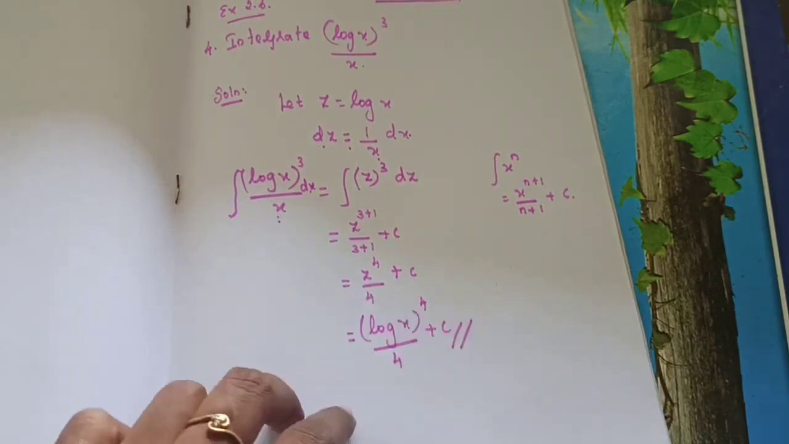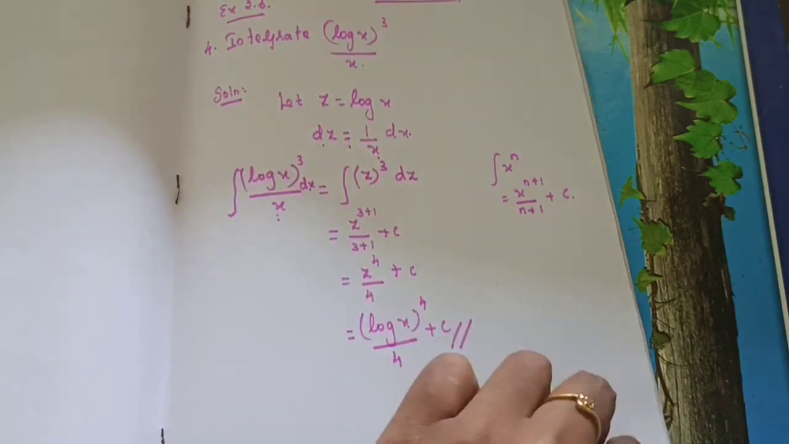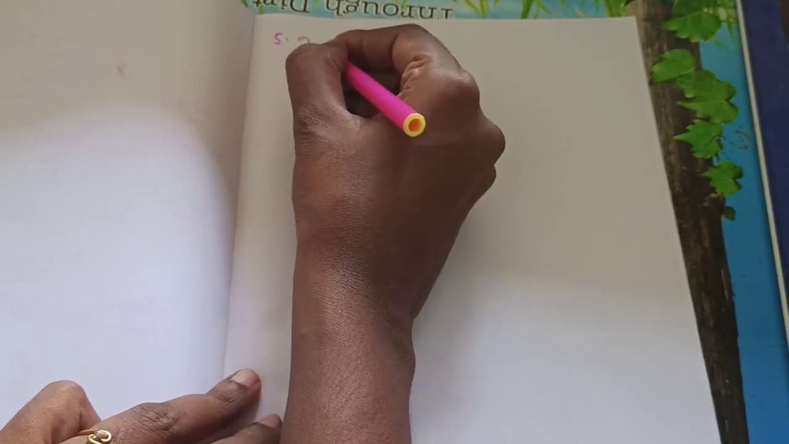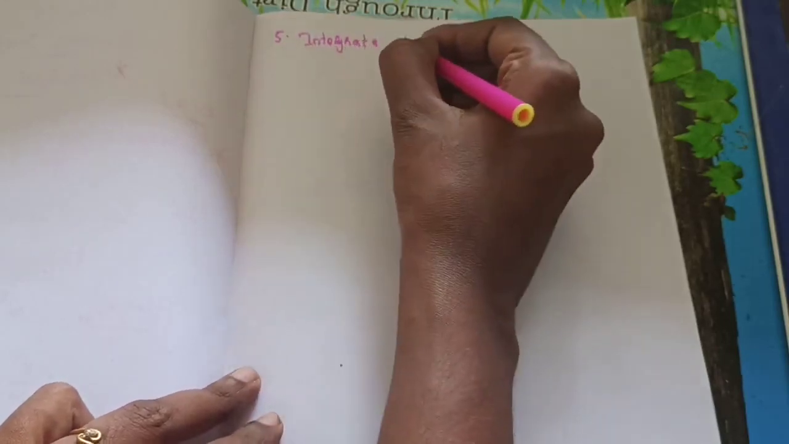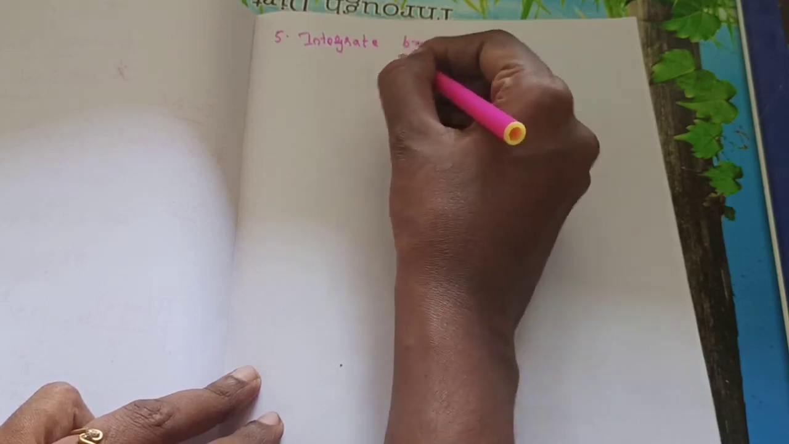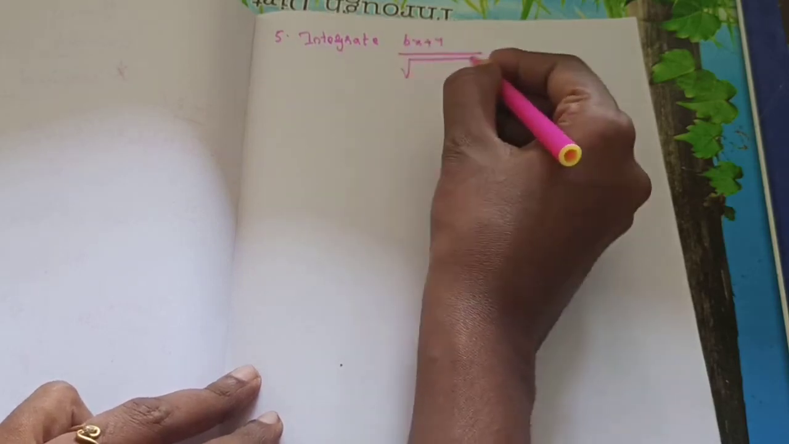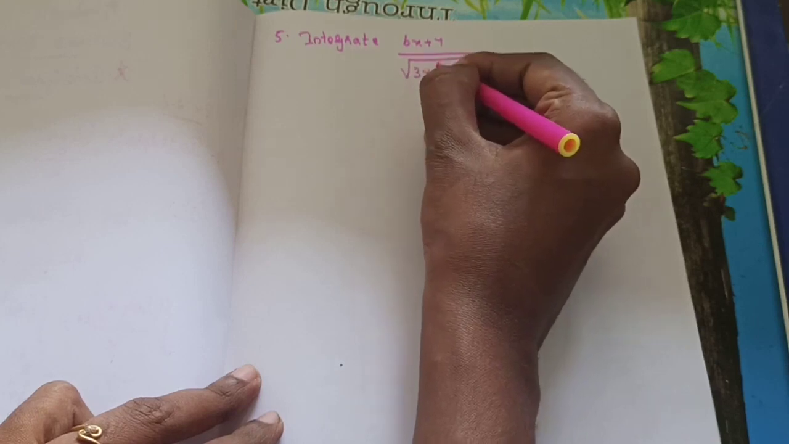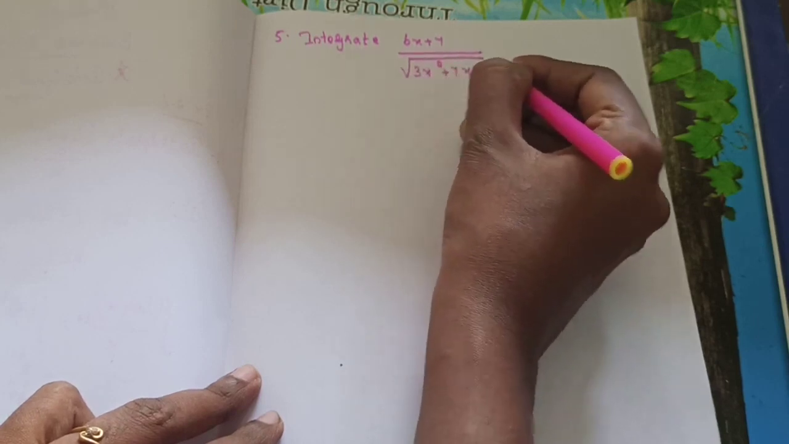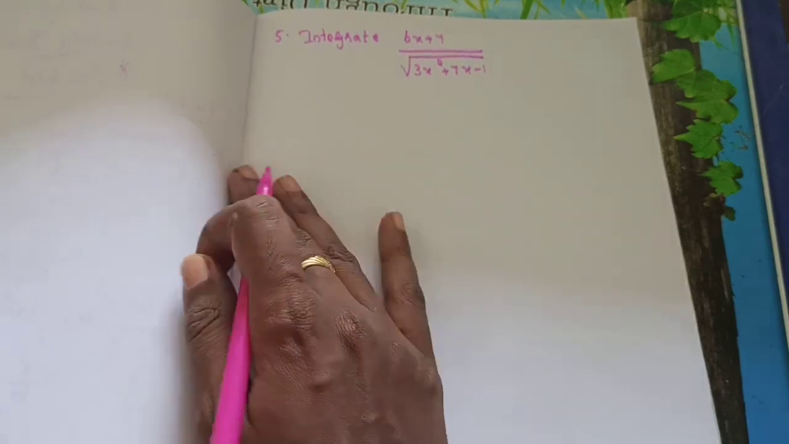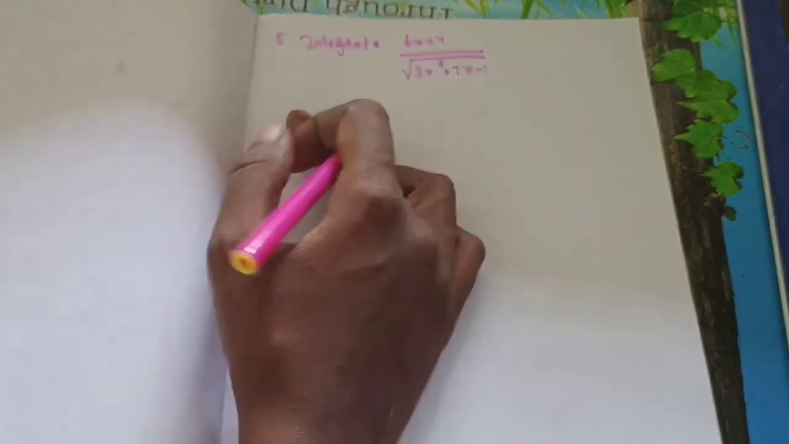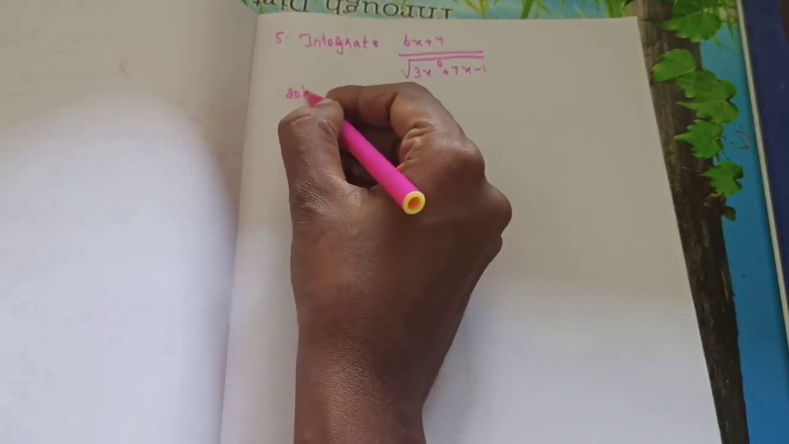Okay, let's move to the next problem, problem number 5. I'm writing the question. Integrate (6x plus 7) divided by the square root of (3x square plus 7x minus 1). So what will we do? We will take the value inside the square root as z. Solution.